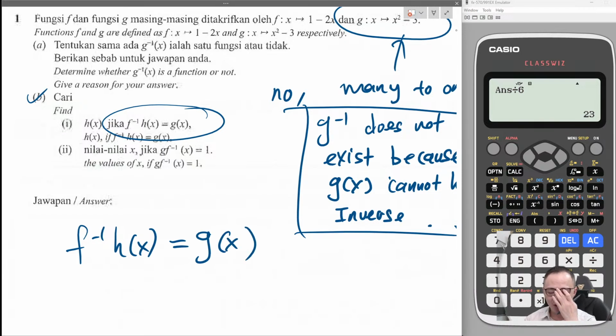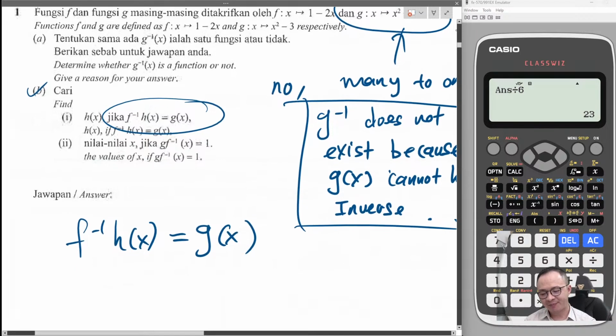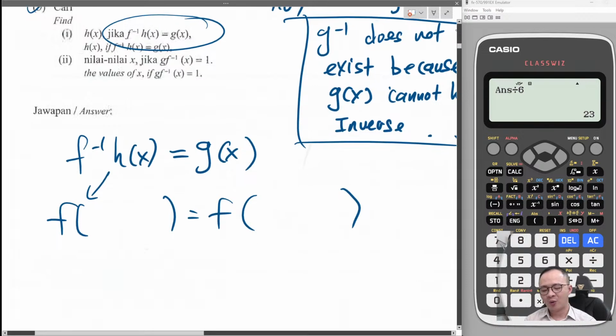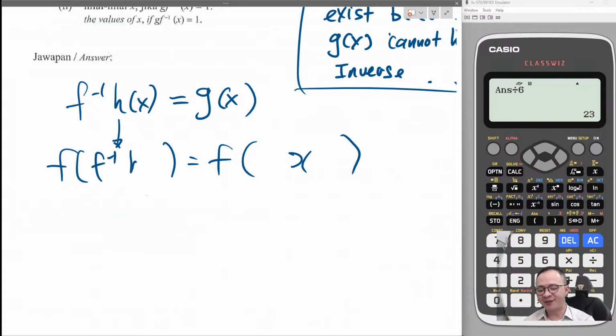So for this function, if I want to find h(x), I will substitute this one into f(x). Why will I substitute into f(x)? Because imagine it's f(x), I substitute into the x of the f(x). Then you see what happened. If I sub in here, f inverse h(x), do you see? I cancel out them.